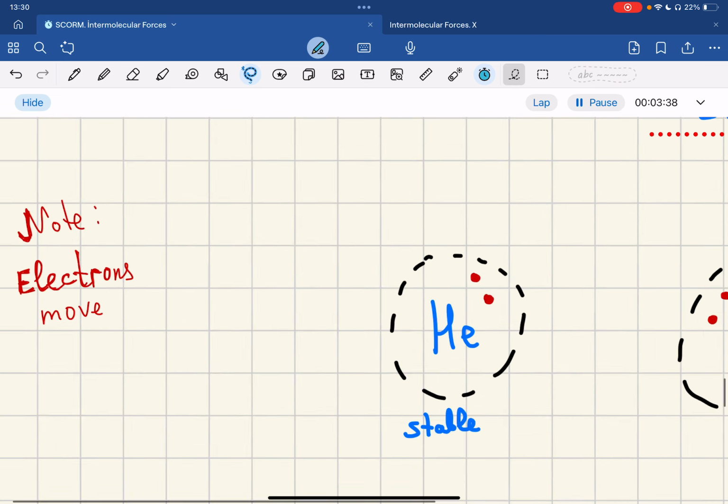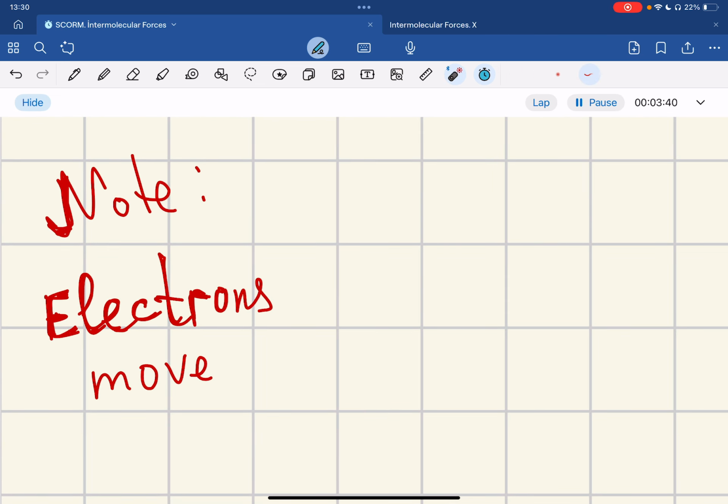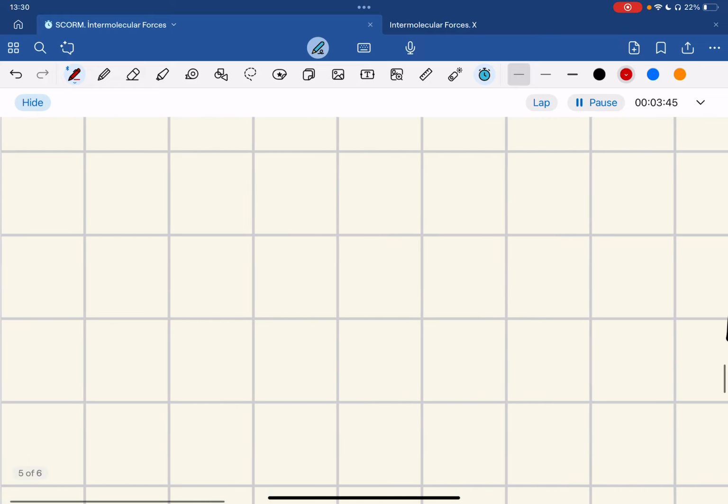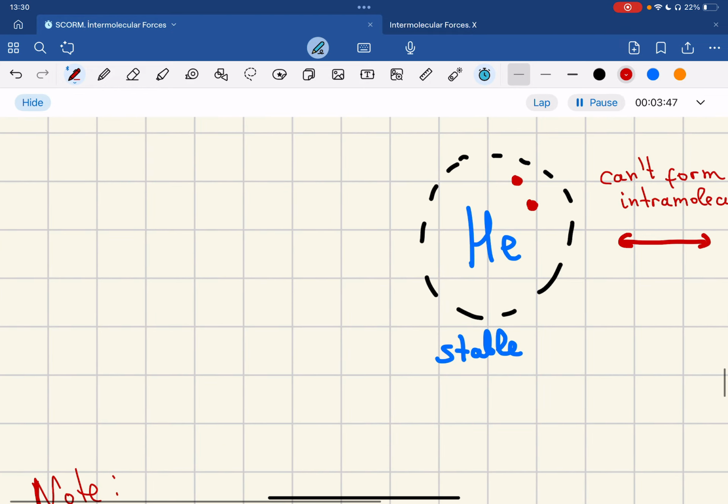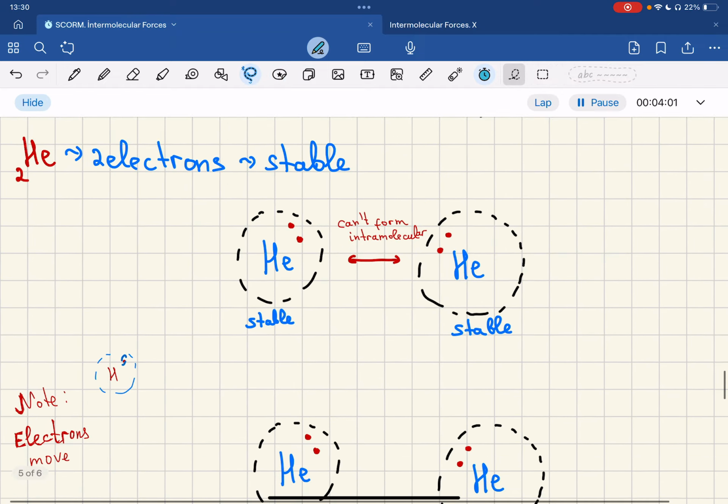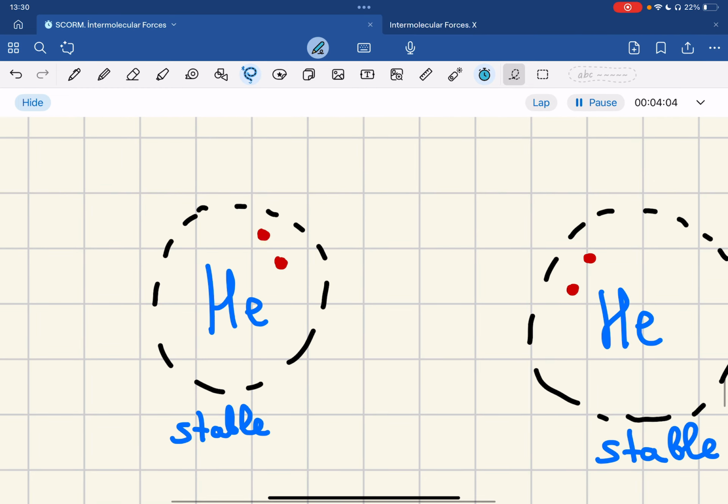Let's explain how. First of all, you need to know that the electrons always move. If I write an example of hydrogen, it has one electron in the outer shell. Let me draw the shell too. So this electron is always in constant move, so it's always moving. Just keep that in mind. Let's take a look at this helium element.